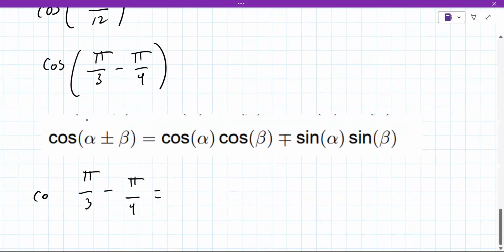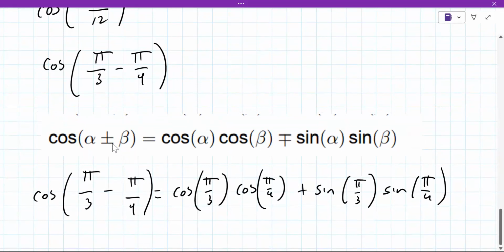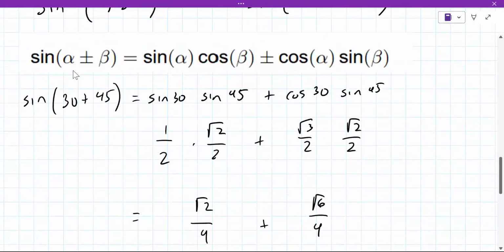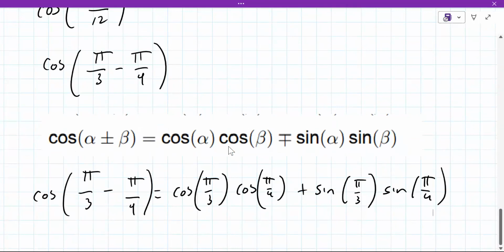This becomes, like I've said here, if it's minus, it switches to the plus. So it's cosine pi over 3, cosine pi over 4, plus sine pi over 3, sine pi over 4. Now, if you do enough of these, you do see the pattern. Sine is sine, cosine, cosine, sine, and you keep the same order. Cosine, cosine, sine, sine, flip the order. There is a way to remember it.